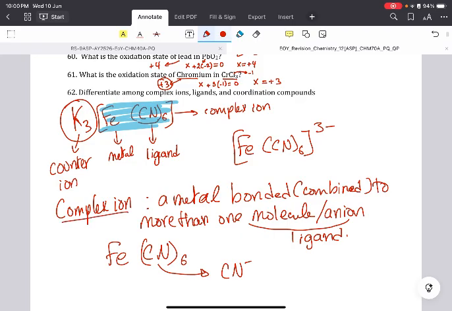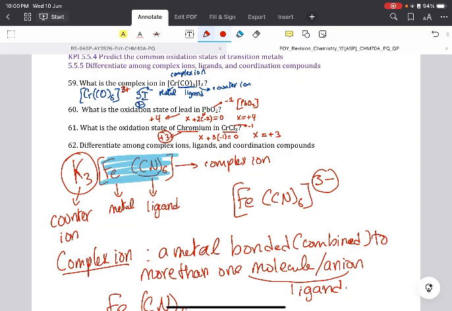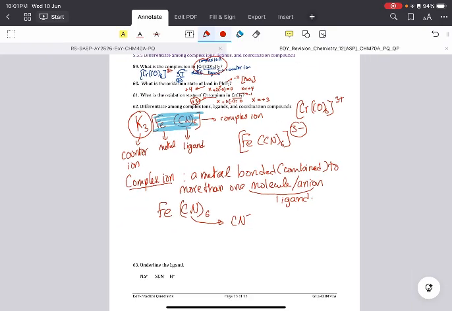Now the charge of the complex ion could be negative, or just like the example over here, it could be positive. This example is Cr(CO)6 3+. So the complex ion can be either positive or negative. Just keep in mind that the complex ion is a metal bonded to several ligands. The ligands could be a neutral molecule, or a monoatomic anion, or a polyatomic anion.